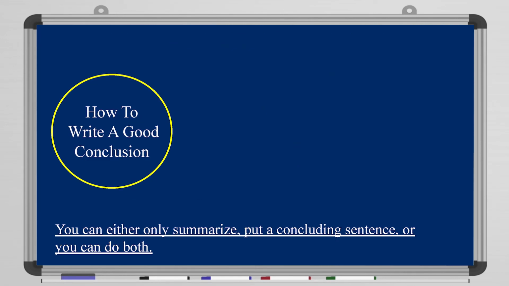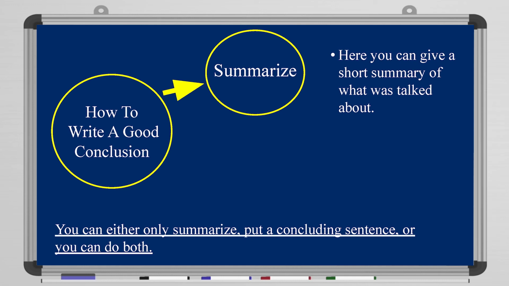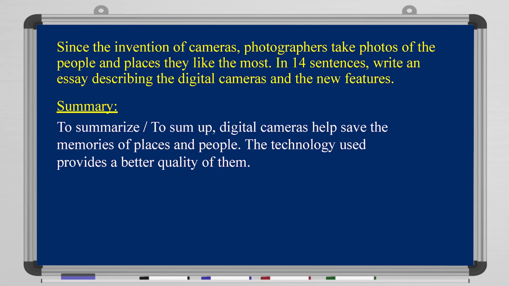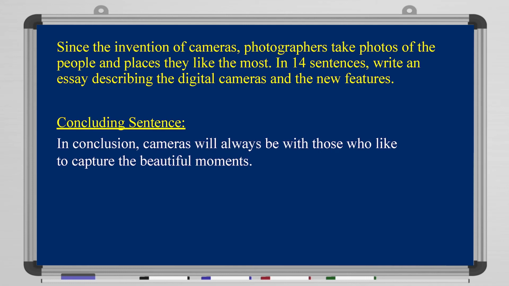And then what I want you to do is write a conclusion, which is a summary of what you just said. So you can summarize what you said, or you write a concluding sentence. So for example, to sum up, digital cameras help save the memories of places and people. The technology used provides a better quality of them. Or you can add a concluding sentence which says, in conclusion, cameras will always be with those who like to capture the beautiful moments.